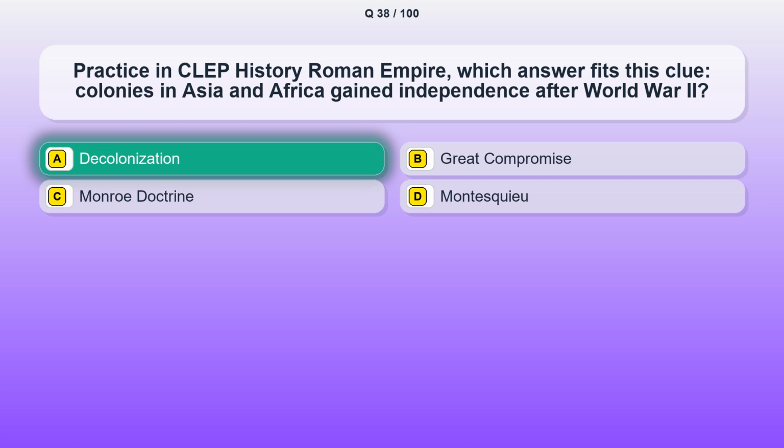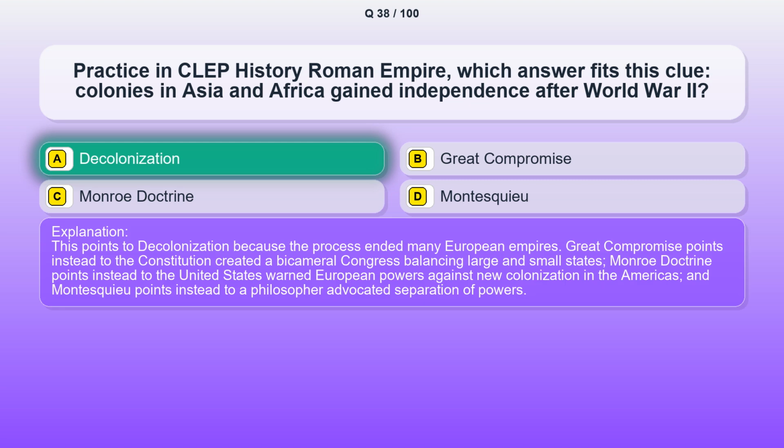The correct answer is option A, Decolonization. This points to decolonization because the process ended many European empires. Great Compromise points instead to the Constitution created a bicameral Congress balancing large and small states. Monroe Doctrine points instead to the United States warned European powers against new colonization in the Americas, and Montesquieu points instead to a philosopher advocated separation of powers.